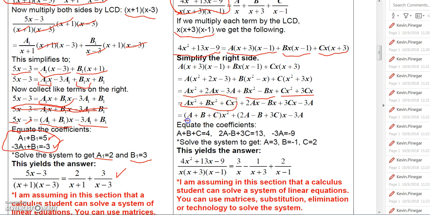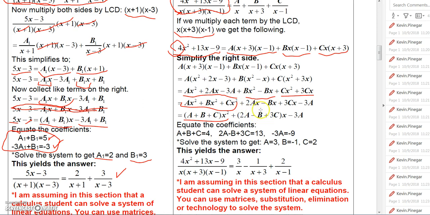So if I factor out the x squared, that tells me that I have a plus b plus c times x squared. So the coefficient of x squared is a plus b plus c. And then if you go back up here, what's the coefficient of x squared up here? It's 4. So I know that a plus b plus c must equal 4.